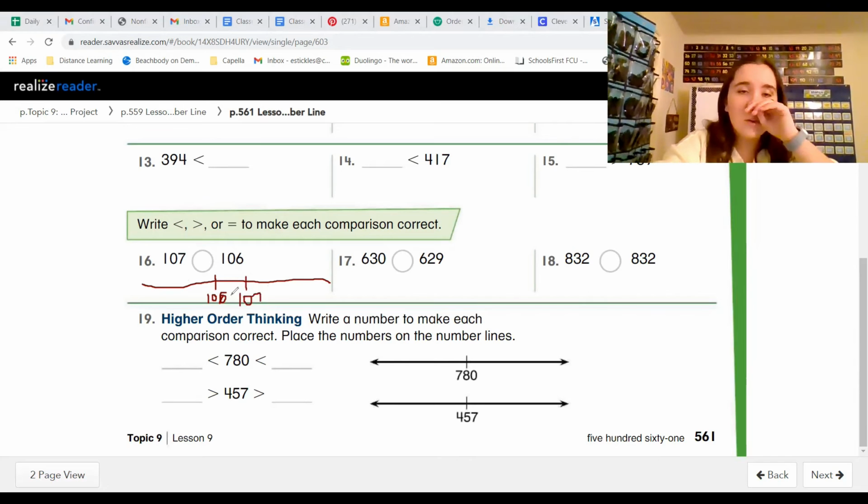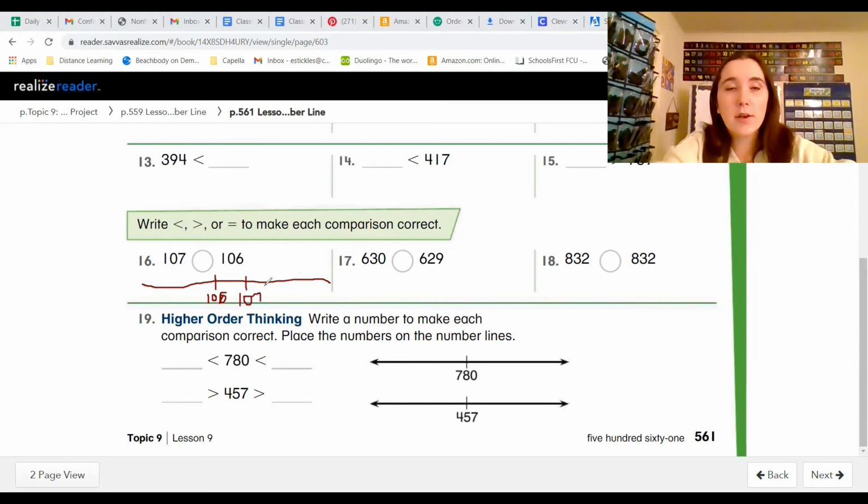And any number that is to the right of another one is bigger. So that means 107 is the bigger number. 107 is greater than 106. I want you to try number 17. You have the numbers 630 and 629. See if you can figure out which one is bigger.